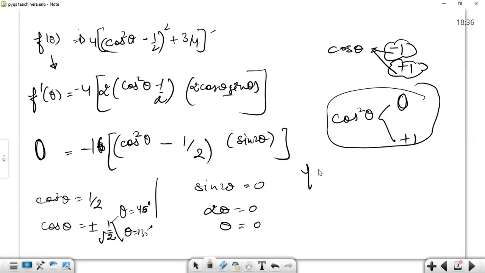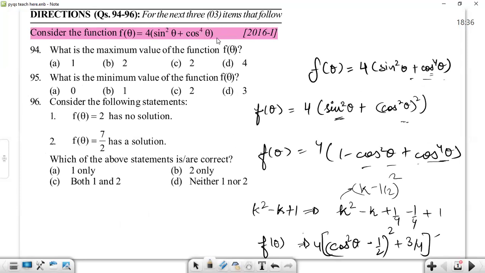So let's check the value of the function, because we know that on these particular points, when f dash of x becomes 0, then it is for sure that it is a maximum, minimum or something. So let's check the value of the function at 0. Putting 0 here, 4 sine becomes 0, cos square theta is 1, so it is 4. One value is 4. Now let's put theta equal to 45 degrees.